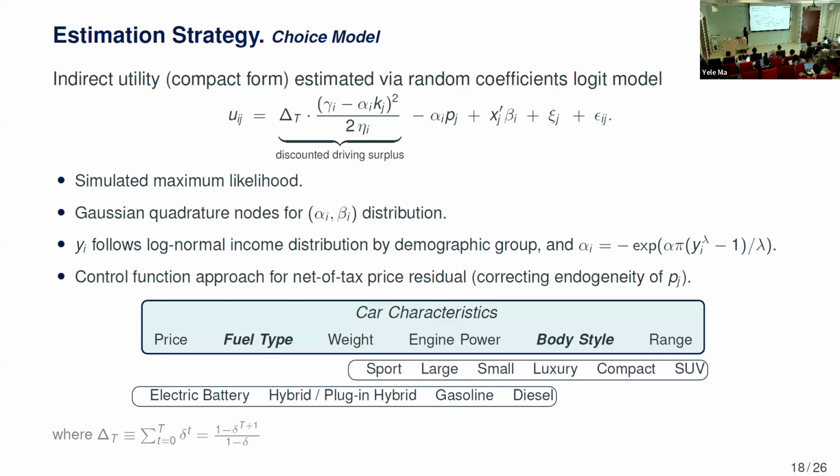I will not explain in detail how we do this, but this is based on a recent paper to incorporate more heterogeneity from the income distribution. And we're going to use a control function for correcting for the endogeneity of the price. Okay. And here you also have the car characteristics and the body type and fuel type of the car. These are some of the characteristics that go into X.